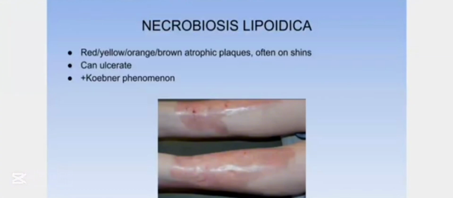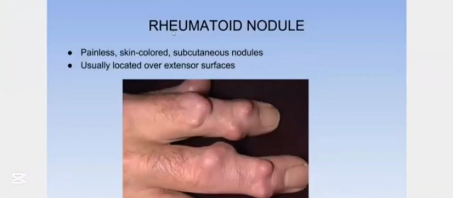So when we talk about palisaded granulomas, the other diagnosis that you should always consider in the palisaded category is rheumatoid nodule. Rheumatoid nodule clinically will present as painless skin-colored subcutaneous nodules in patients who have rheumatoid arthritis, which are usually located on the extensor surfaces. And when you look at a biopsy, very classically what you see is these palisaded granulomas.